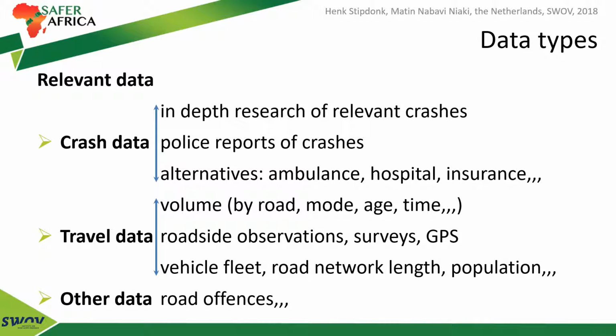Other possible travel data sources include inventories of the vehicle fleet, driving licenses, vehicle sales, road network length, and population. Anything that can serve as a proxy for travel data is welcome. And always as much as possible stratified by type, whether it's license type, vehicle type, or road type. Other relevant data could be violation data, also stratified by type of violation.